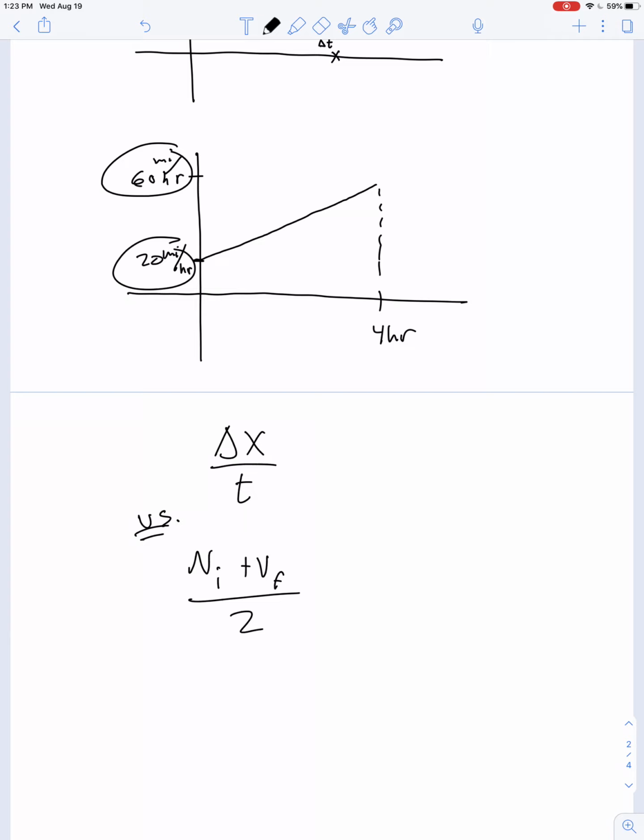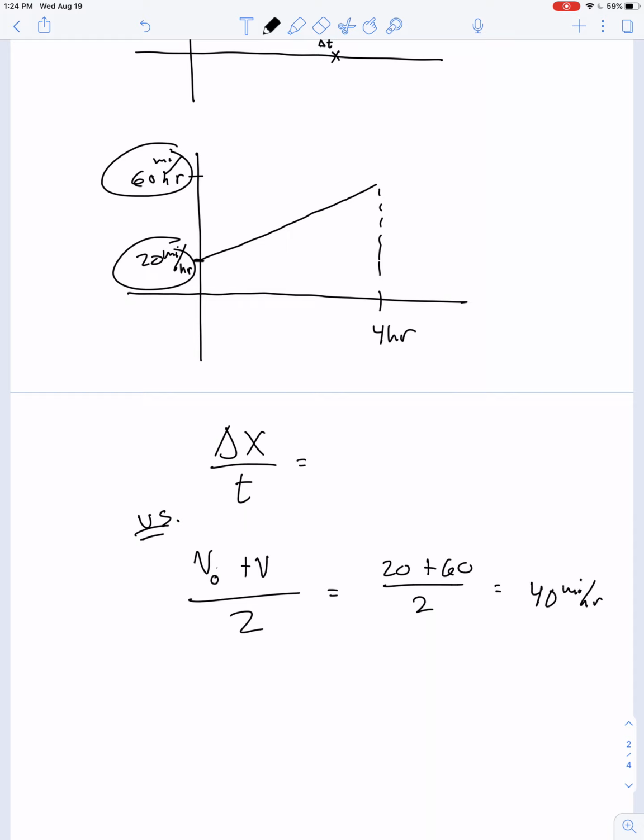Oh, and I don't like the way I wrote that. Here, let me change this. Instead of I and F for initial and final, and I kind of messed up my V there, didn't I? We'll say V naught for initial velocity, and then without the subscript means final. So let's do this calculation first. This one's easy. This is 20 plus 60 divided by 2. Oh yeah, so that's 40 miles per hour.